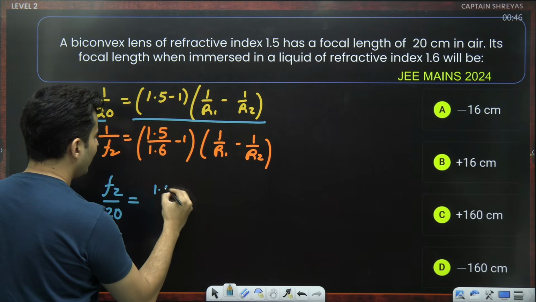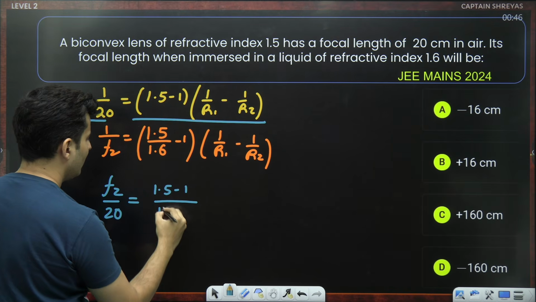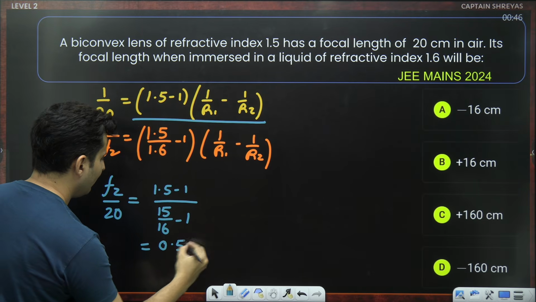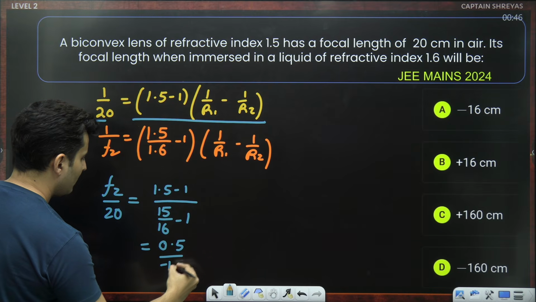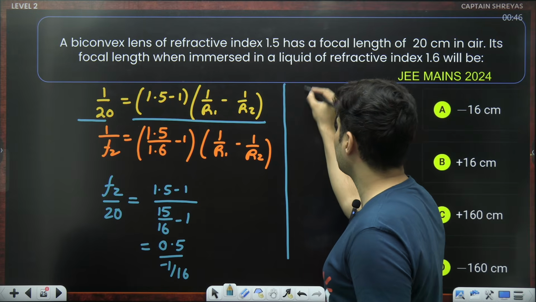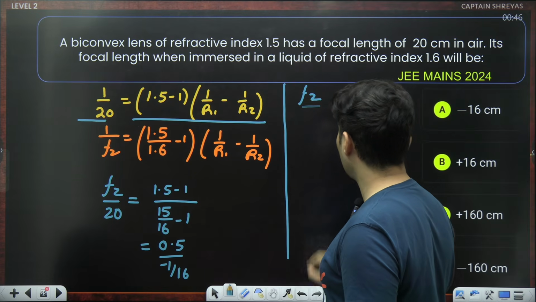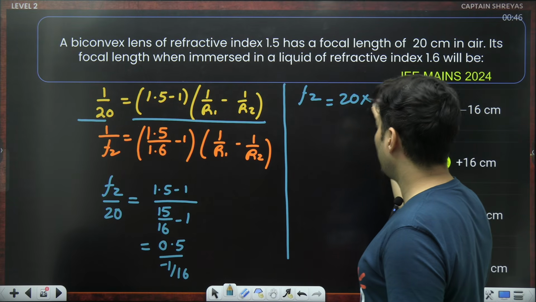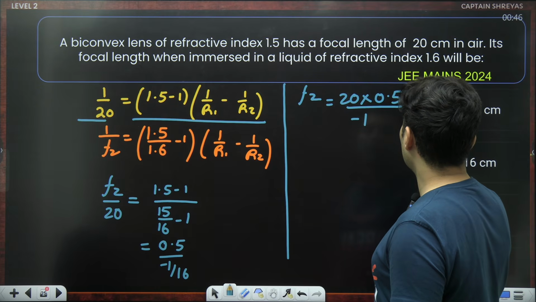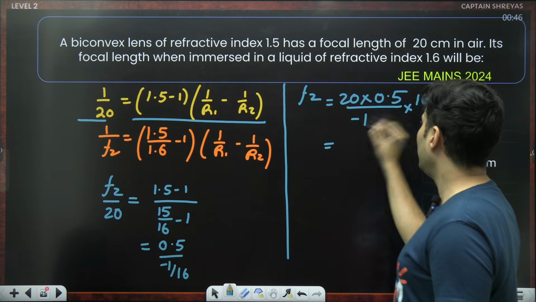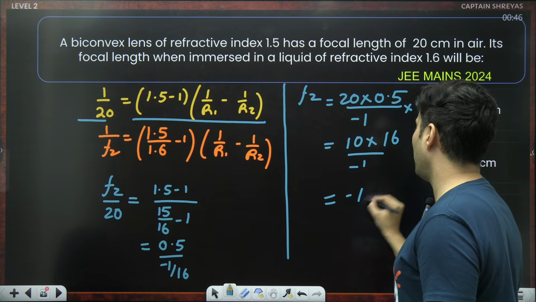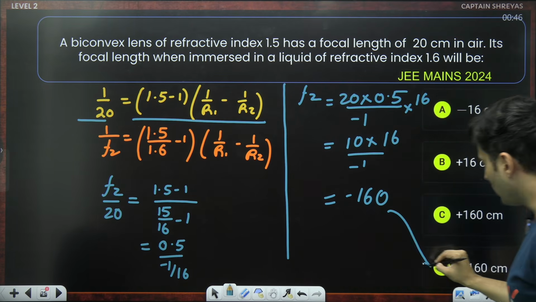So 1.5 minus 1, this is 15 by 16 minus 1. So that is 0.5 divided by minus 1 by 16. So I can further simplify it as F2 is equal to 20 multiplied by 0.5 divided by minus 1, and that goes multiplied by 16 over here. 20 into 0.5 is 10. So 10 into 16 divided by negative 1, which is minus 160. So that is option number D.